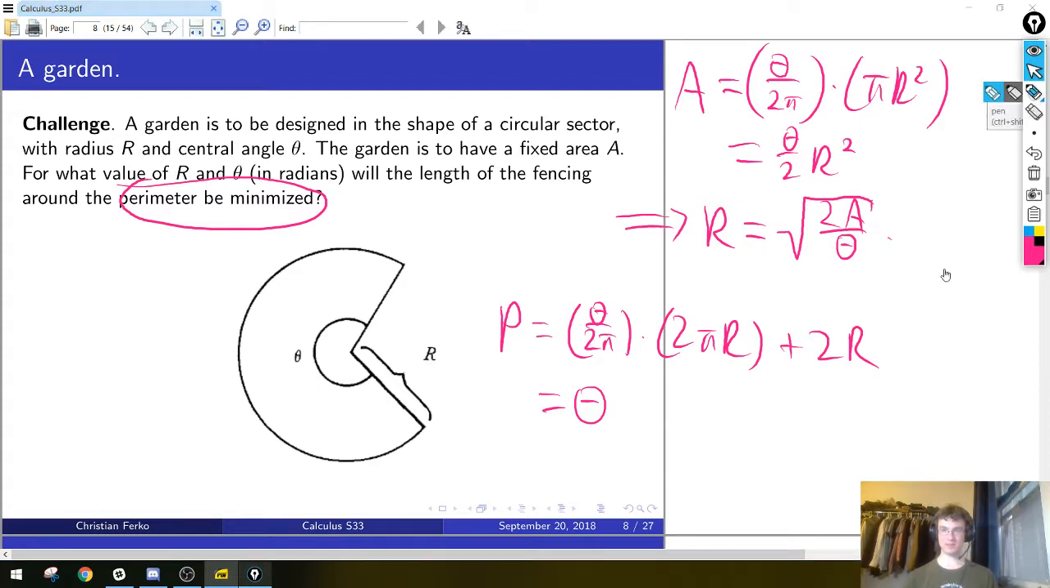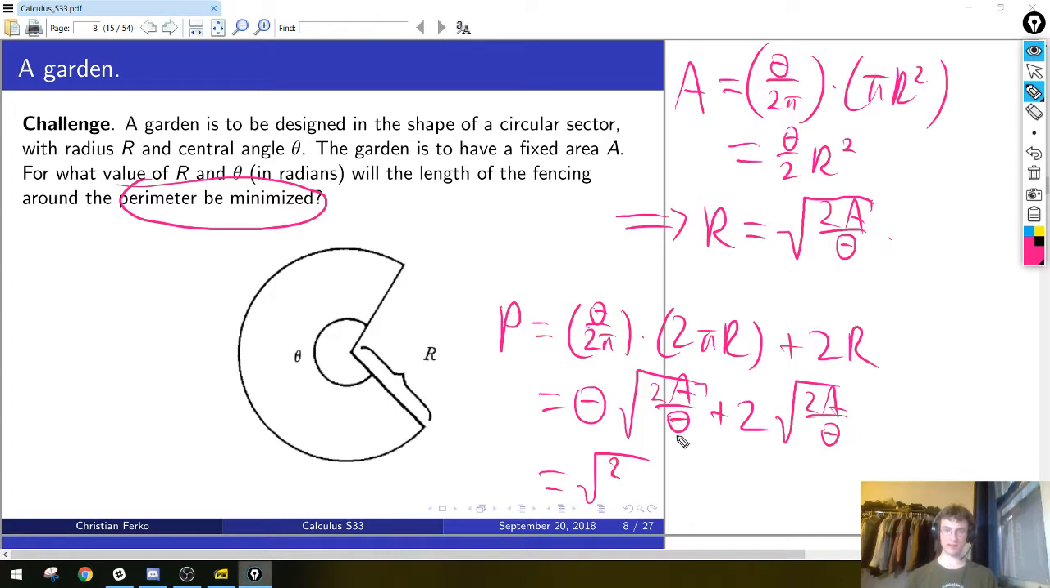Well, in the meantime, I will write out the substitution, and hopefully it will be readable by the time the connection is restored. So, let's see, the 2 pi's cancel. Theta times r is this 2a over theta, plus twice r, but r is 2a over theta. And then I'll just do some square root stuff. So theta over square root of theta should be theta under the square root, plus 2 root 2a over theta. Okay, so I'm just doing algebra while the connection restores itself.